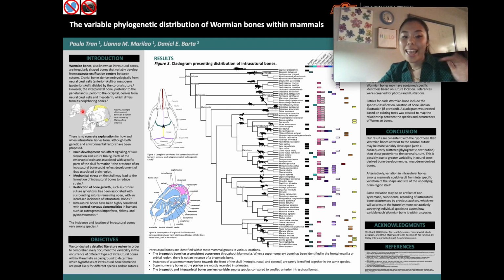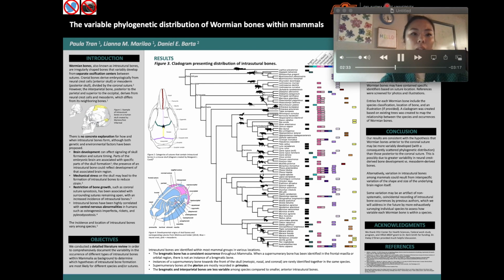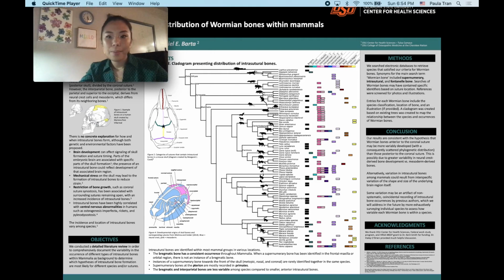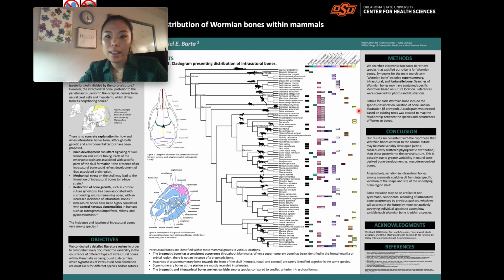So the incidence and location of intrasutral bones vary among different species. We conducted a detailed literature review to find the incidence of Wormian bones and what species they usually happen in. Wormian bones can have a lot of synonyms. You'll find that it could be intrasutral, like I've said before, or fontanelle. Even some Wormian bones have the location in its name, and so you'll find examples of the bregmatic bone or the Tyrion bone.